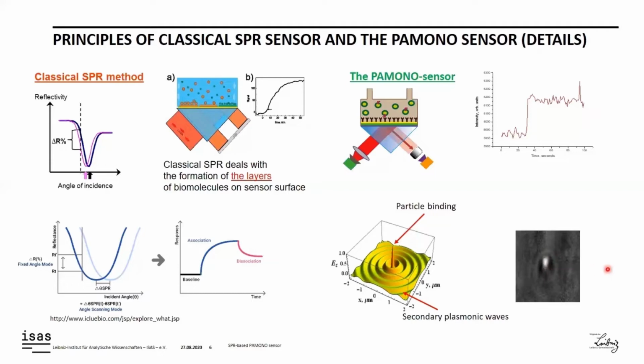And because we see a binding event, not the particle by itself, it is not the image of the particle. It is the image of a binding event. We cannot tell anything about the shape of the bound particle. However, we may tell a lot about the size of the bound particle. To this issue, I will return a little bit later.